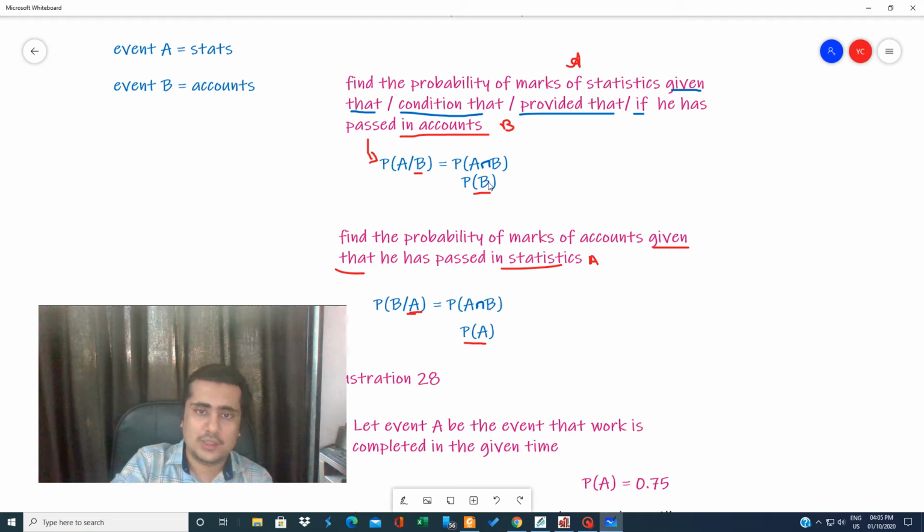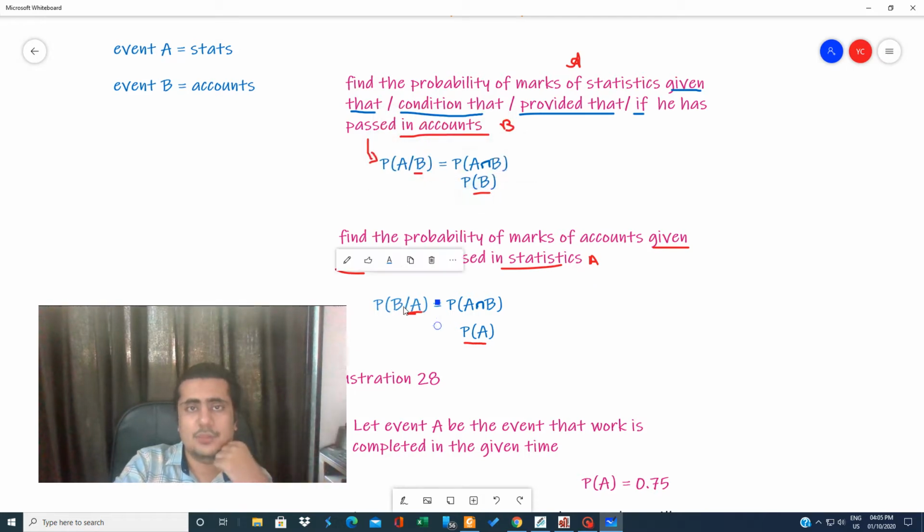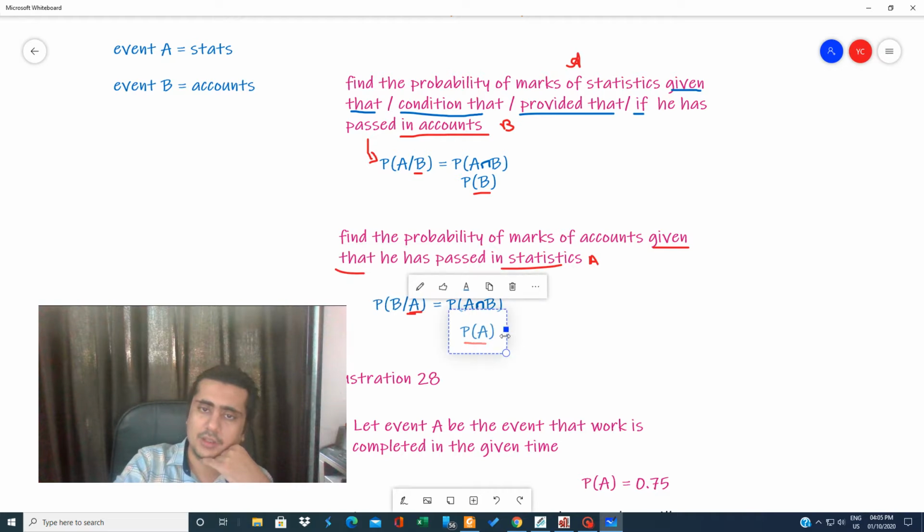So basically you can say that there is a change in the denominator. The numerator is the same. Whether the formula is B upon A or A upon B, the numerator is P of A intersection B. If the formula is P of A upon B, it will be A intersection B upon B. So you can see the denominator is the denominator of the formula. I have marked it red here also. If it is P of B upon A, it should be A in the denominator.